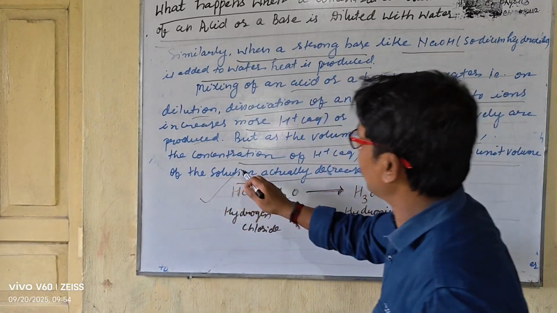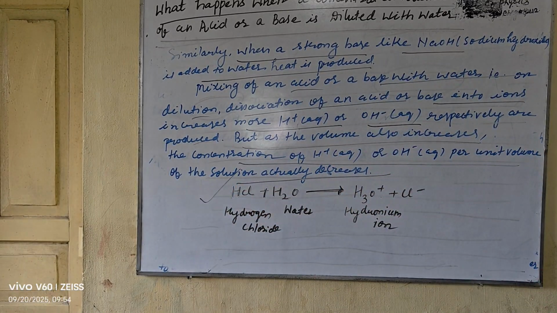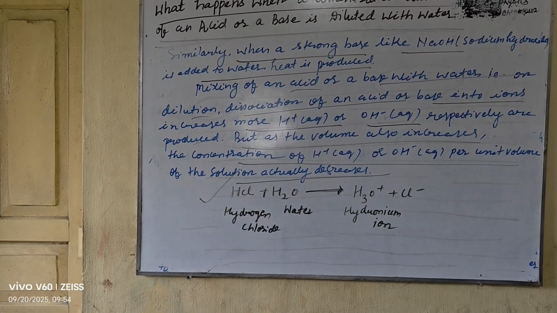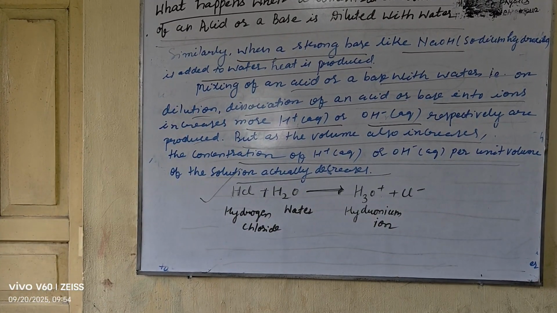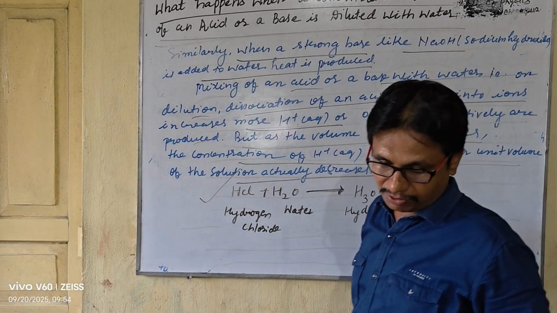This is the reaction, HCl plus H2O. This is going to be made quite clear. So, my dear students, this is all for today about what happens when a concentrated solution of an acid or base is diluted with water.